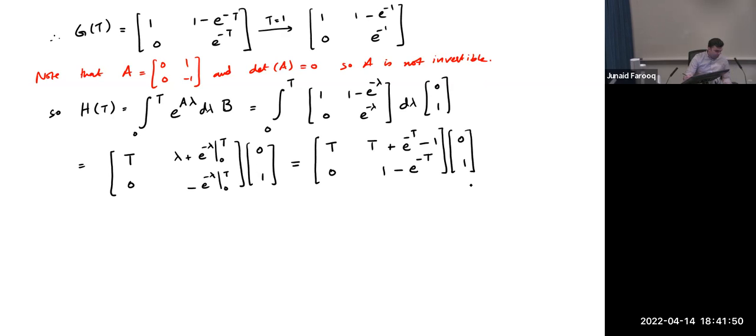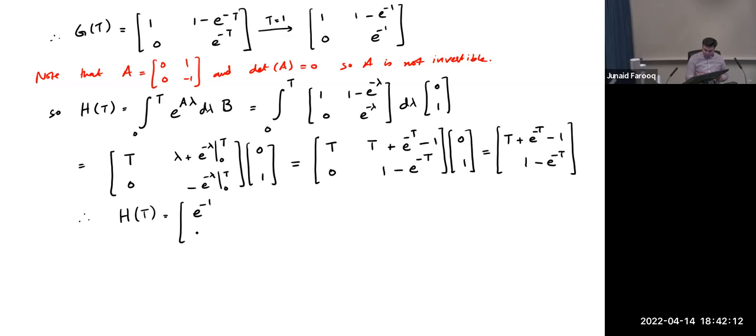Okay, so if you simplify this, it becomes T plus e to the minus 1 minus capital T minus 1. Okay, so finally, because T is 1, we just have e to the minus 1 and 1 minus e to the minus 1. So that's it. We've got our discrete time system.